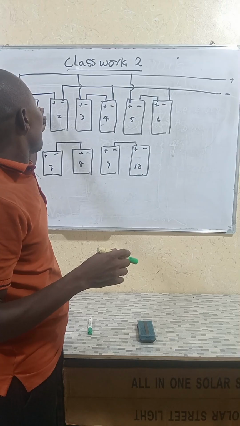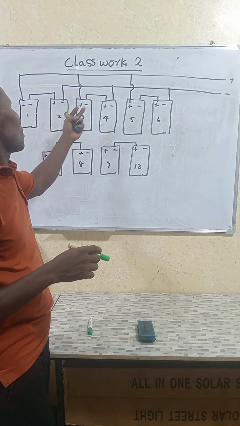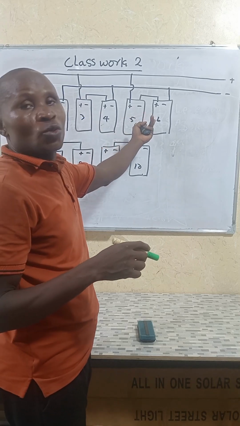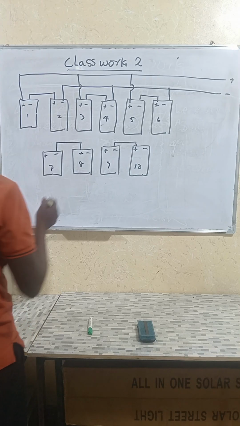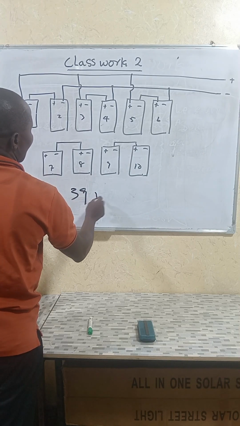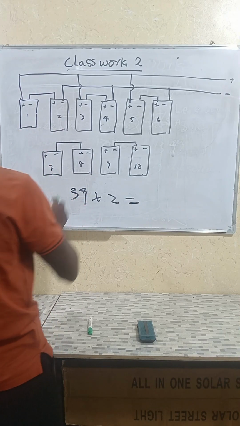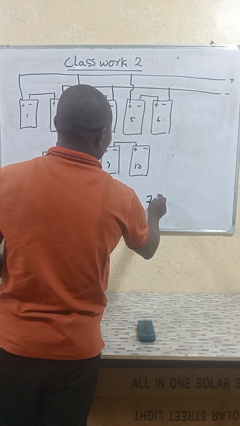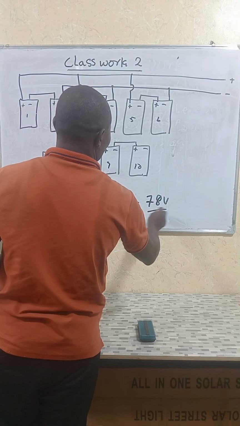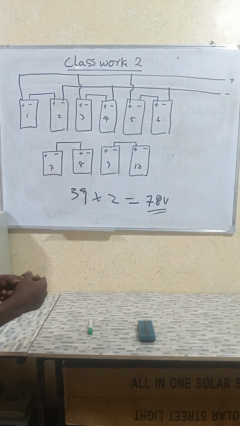As you can see, we connected these two panels in series. Connect these two in series, connect these two in series. If each of them gives us 39 volts, 39 times 2 gives you 78 volts. So this 78 volts can actually power the 48 volts PWM.